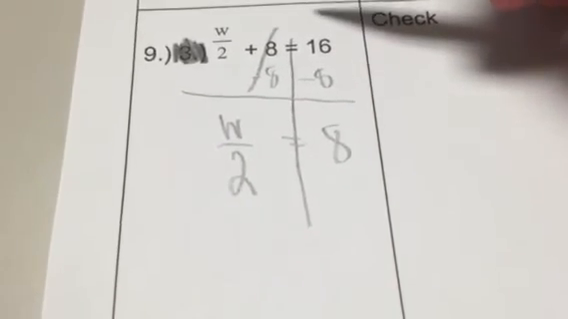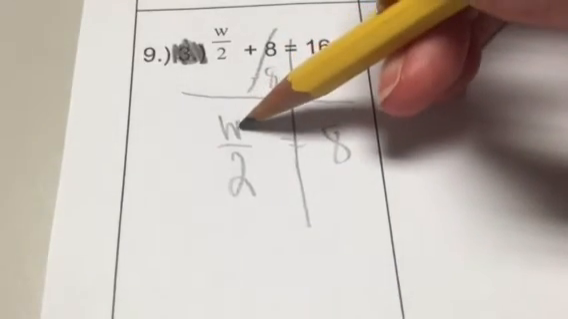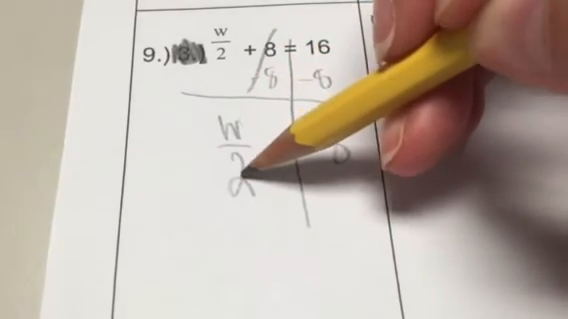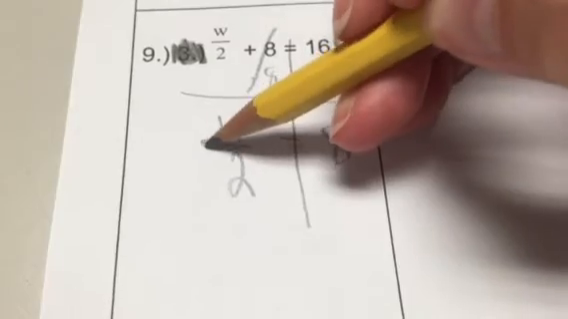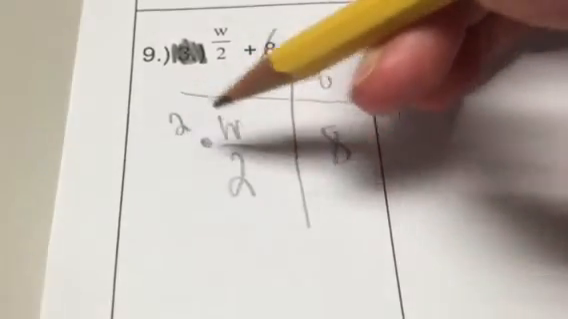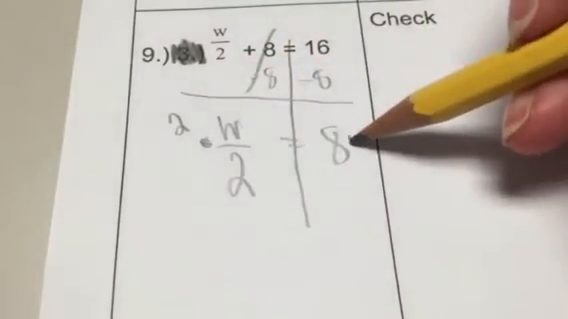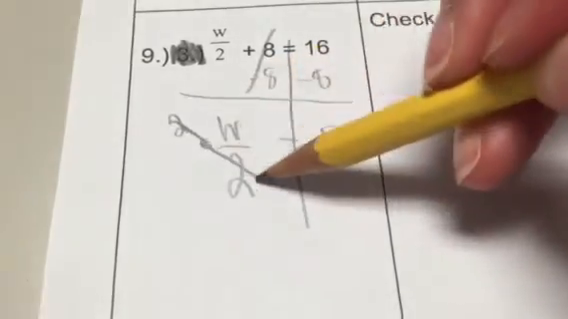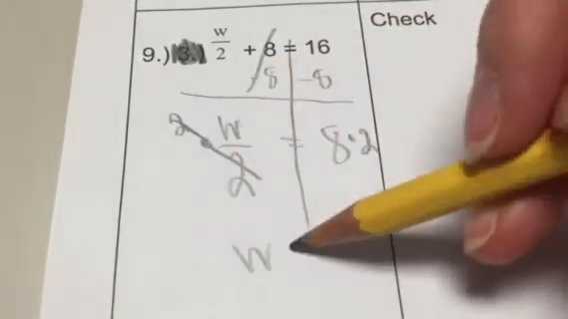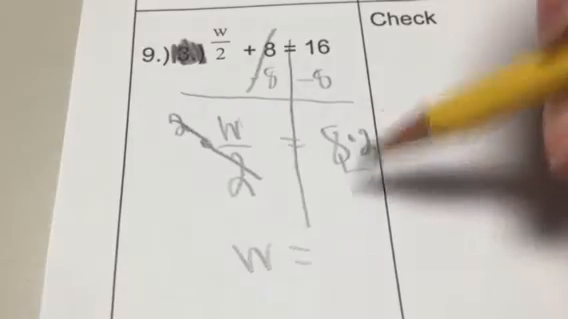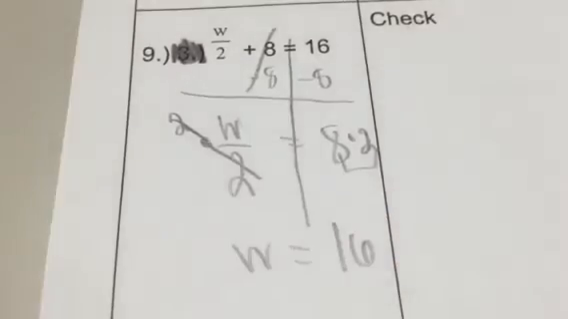Now I'm going to look for division or multiplication. And I see my variable is being divided by 2. So the opposite is to multiply by 2. Whatever I do to that side, I've got to do over here. So my 2's reduce, and I have w equals 8 times 2, which is 16.